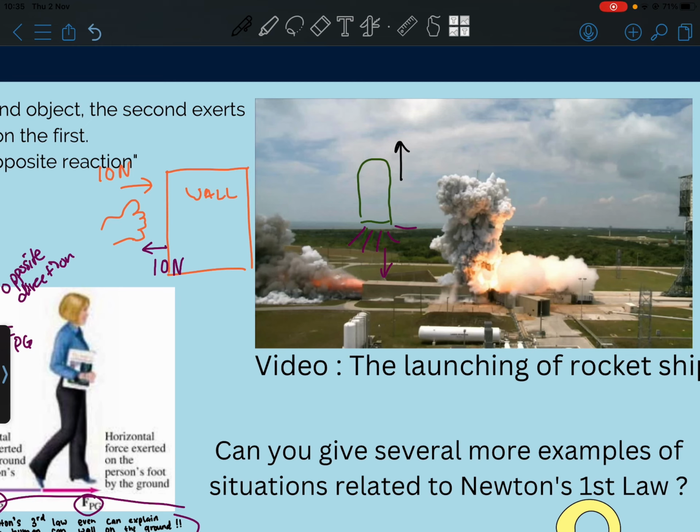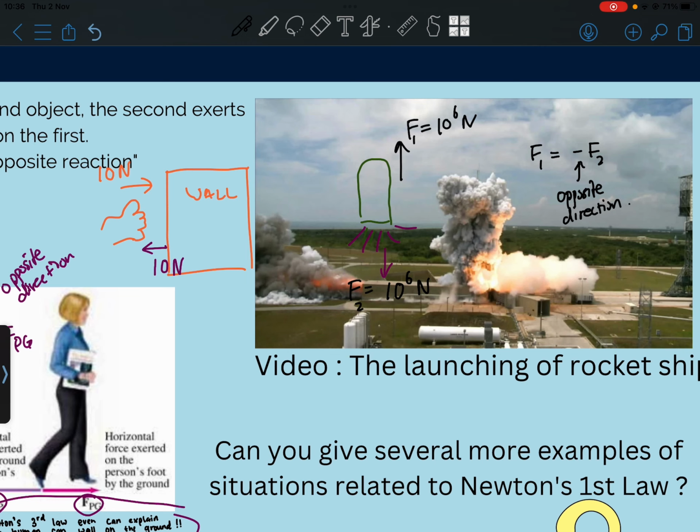So for example, if the fuel can produce a force of maybe 10 to the 6 newtons, a very huge force, this is just an example. The launching of the rocket requires F equals 10 to the 6 newtons too, but in the opposite direction. So this is F1, F2. F1 is the same as F2, but in the negative, opposite direction.